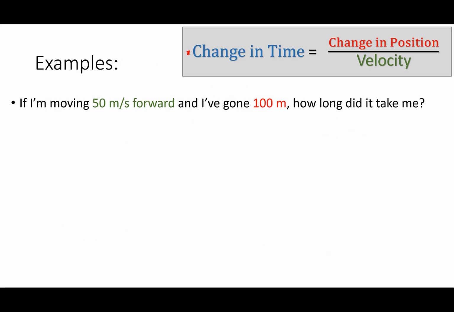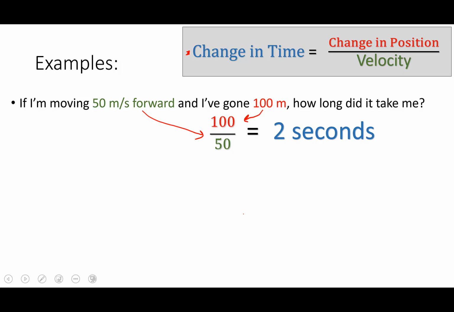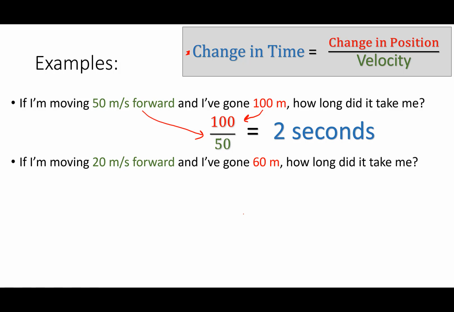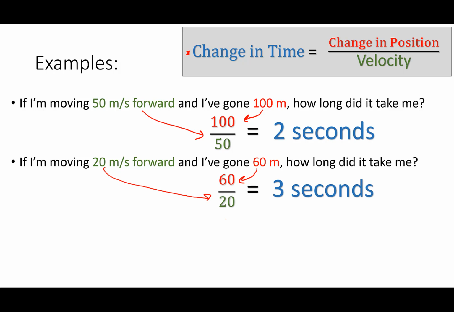Here's the formula up here. So if I'm moving 50 meters per second forward and I've gone 100 meters, how long did it take me? Well, change in position over the velocity. 100 divided by 50 is 2. There we go, 2 seconds. If I'm moving 20 meters per second forward and I have gone 60 meters, how long did it take me? Well, first second I go 20, second I go 40, third I go 60. But for numbers that you can't do in your head, you're going to have to know this. You take the change in position, right here, 60 meters, over the velocity, which is 20. 60 divided by 20 is 3, so it would take you 3 seconds.